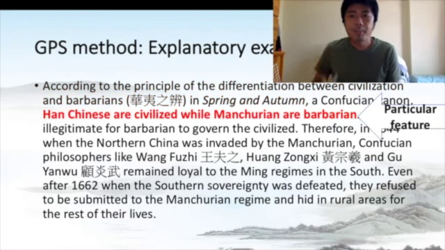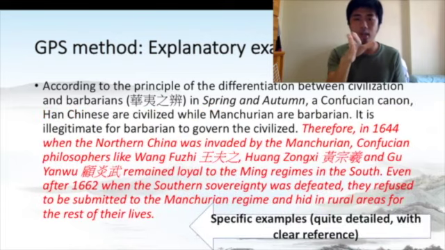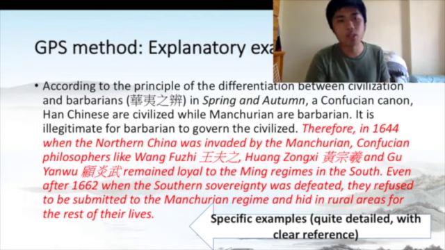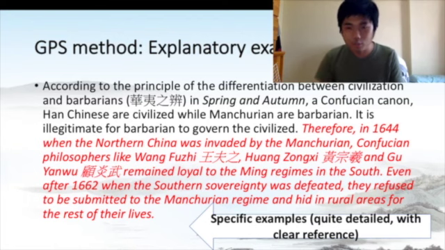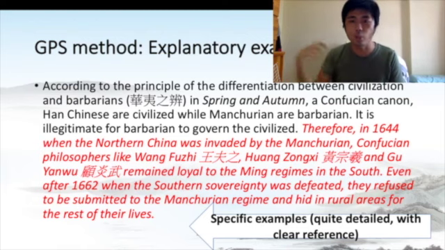So we have a particular feature. Okay, what does it mean? It means Han Chinese are civilized while Manchurians are barbarian. Therefore, the Manchurian regime is illegitimate. So we have an example to test or to show how this idea worked in the late Ming Dynasty. Therefore, in 1640, when northern China was invaded by the Manchurians, Confucian philosophers like Wang Fuzhi, Huang Zongxi, and Gu Yanwu remained loyal to the Ming regime in the south. Here is a historical example showing how people believed in this idea and how it played out.